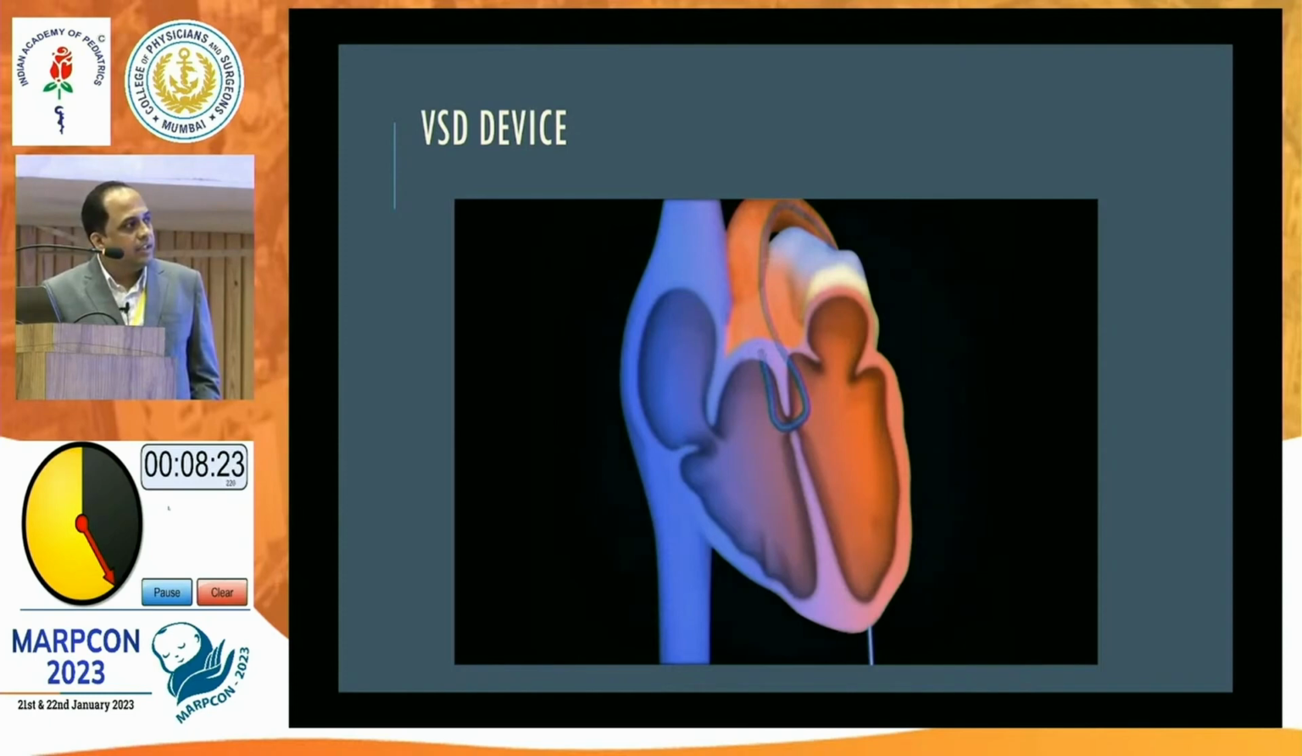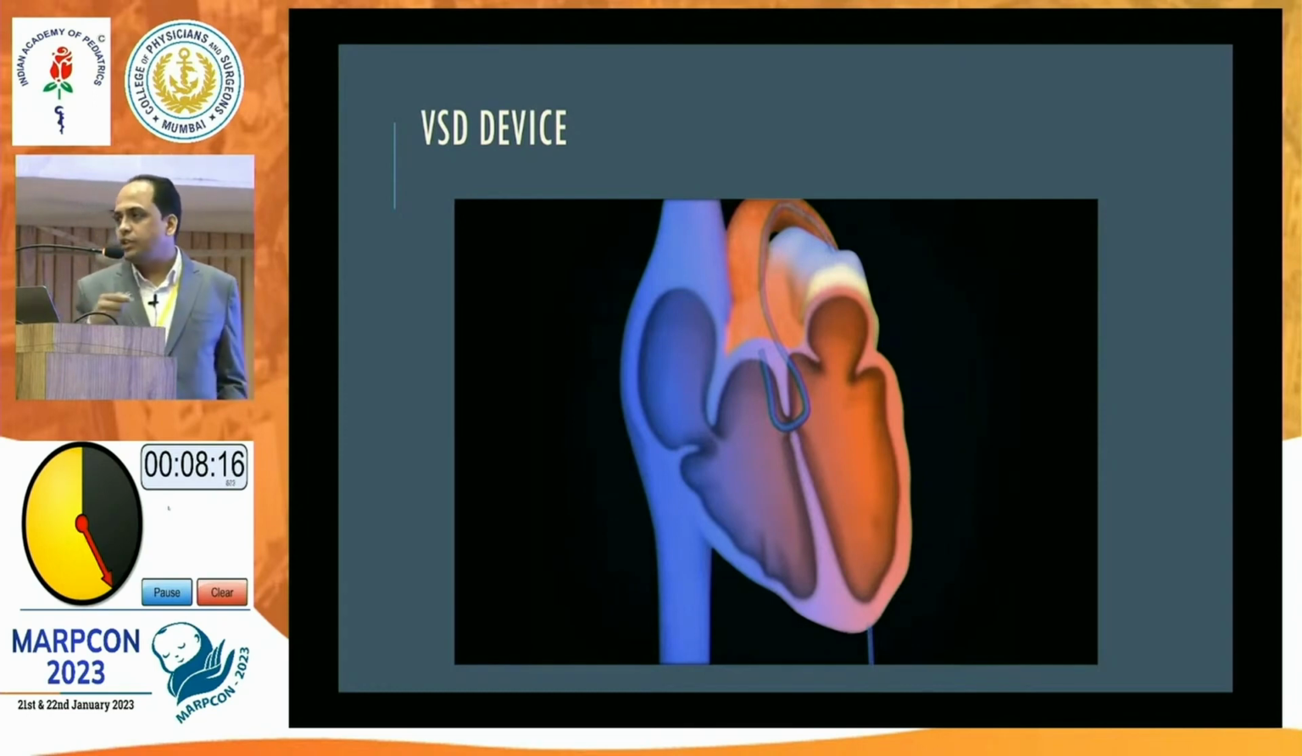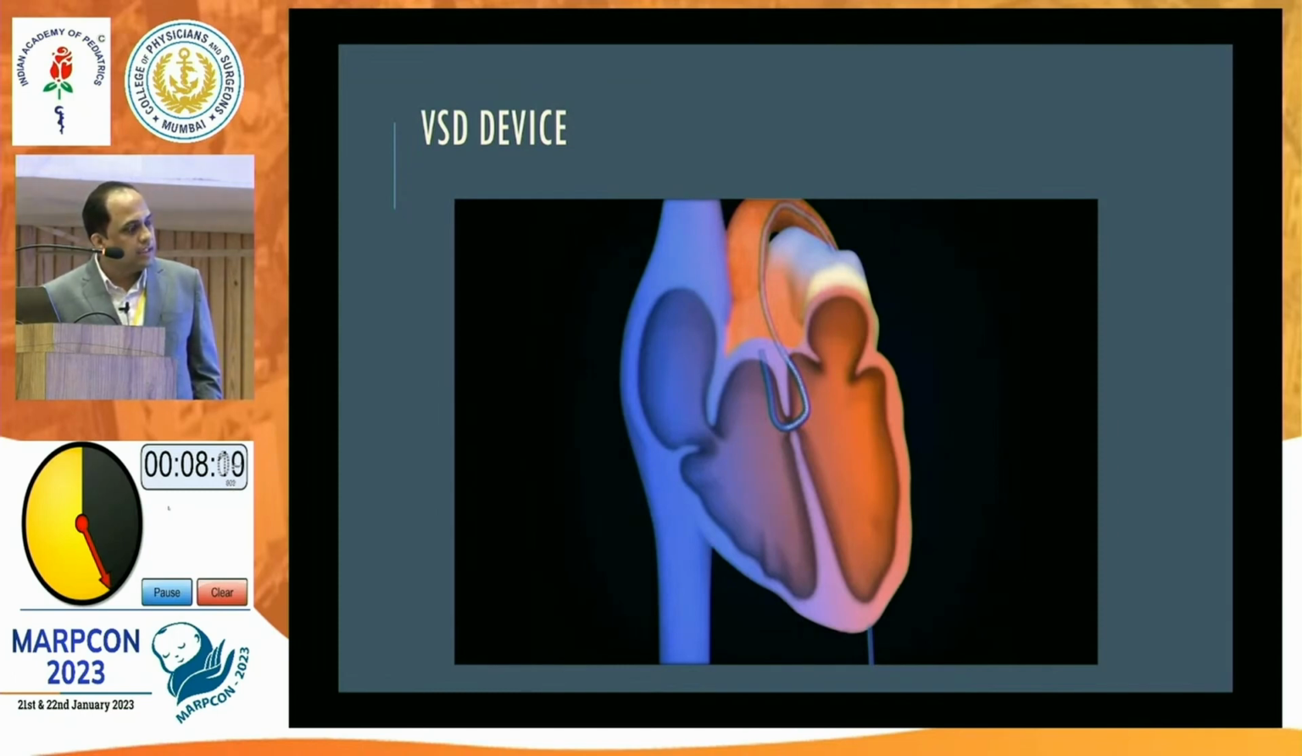So the catheter is in place. We park the catheter tip in the right ventricular outflow portion, and then we advance the device as I showed you here. The device is coming through the catheter. You can see this white thing coming through the catheter. Now it has raised the left portion, crossed the VSD, and the device is on the right ventricular side.